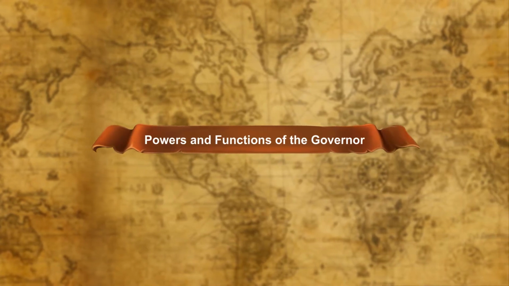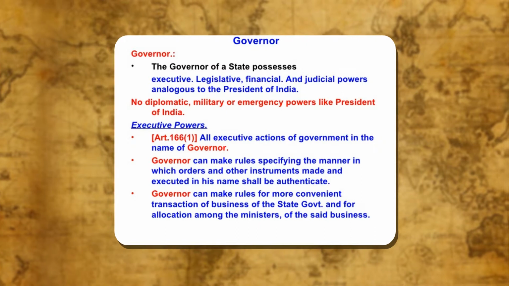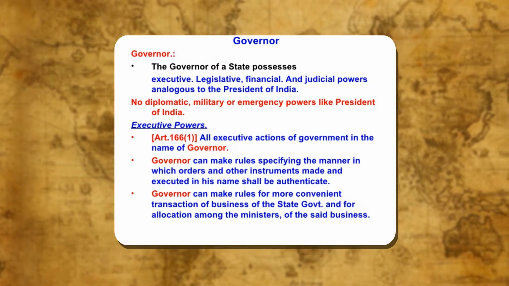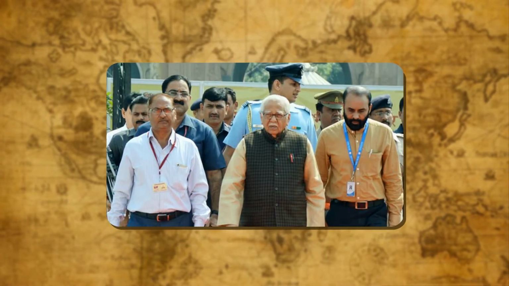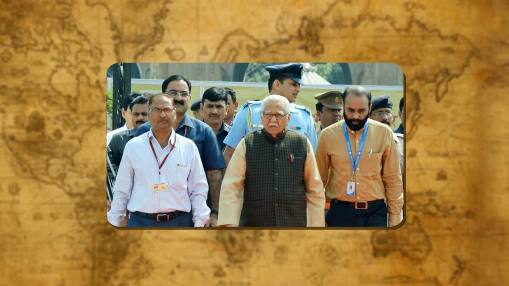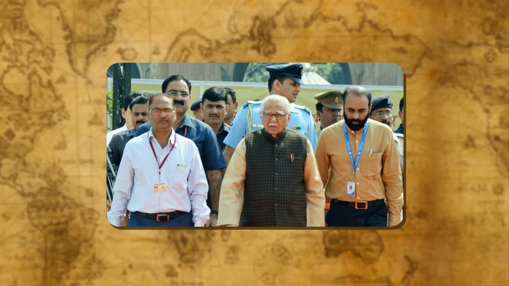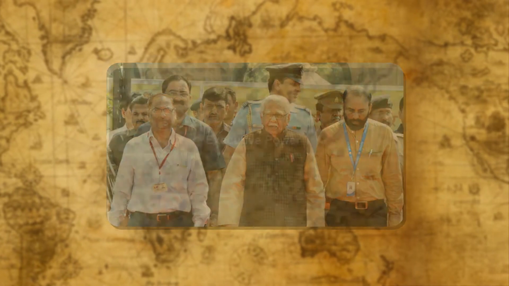Powers and functions of the Governor. Like the President of India, the Governor of a state acts as a constitutional head of the state during ordinary times, but he becomes the real ruler of the state whenever the administration of the state is taken over by the President due to any cause or reason. His main powers are executive power. Governor is the constitutional head of the state. Entire administration is carried on in his name.